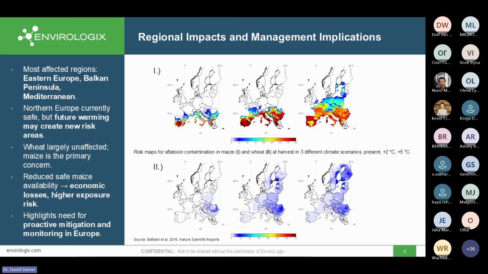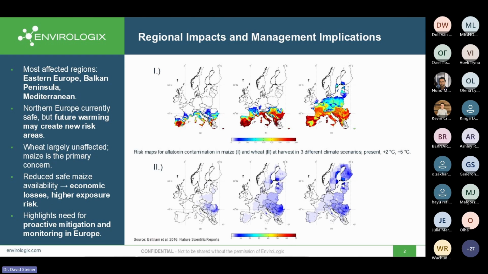So generally, we face a double challenge here. Maize yields are expected to decline on the one side under warming scenarios, and on the other side, the remaining maize is increasingly exposed to aflatoxin contamination. This means, in other words, less crop and higher mycotoxin risk. Wheat, on the other hand, is largely unaffected by aflatoxins. You can see that in the lower pictures. So maize can really be seen as the main concern for climate-driven aflatoxin risk. And the consequences are clear.